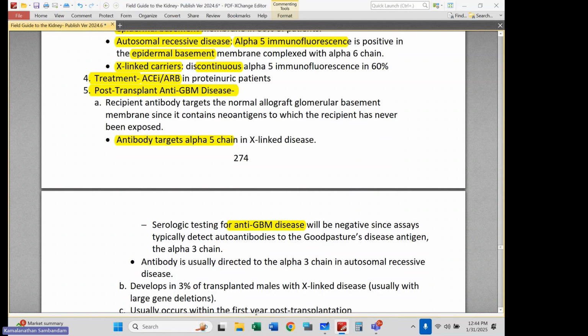Nothing other than GBM disruption, okay? You'll see ruptured GBMs.